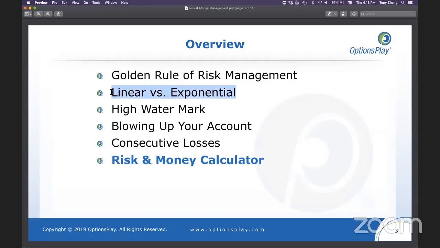So first, before we jump into anything related to money management, I want to discuss the difference between a linear versus exponential function, because that's really the key to understanding all the things that we're going to be describing here today. There's a very powerful tool in exponential functions, so we want to talk about how it works in our favor and how it works against us, because that's really going to be the crux for understanding why the risk management techniques that we use are applicable.